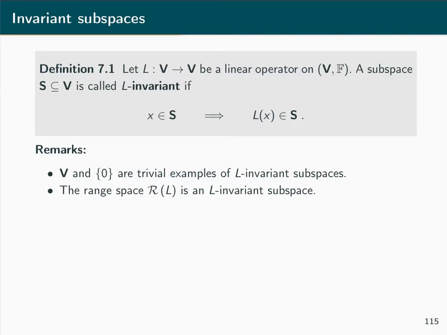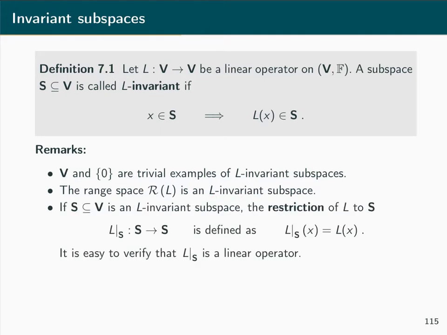Moreover, it's also trivial to see that the range space of L is an L invariant subspace. If for a given linear operator L, we have an L invariant subspace S, then we can define the restriction of the operator L to the subspace S, which we denote like this, and which is another linear operator now mapping from the subspace S into the subspace S, and it's just defined as behaving exactly like the linear operator L, but just for any value x in the subspace S.